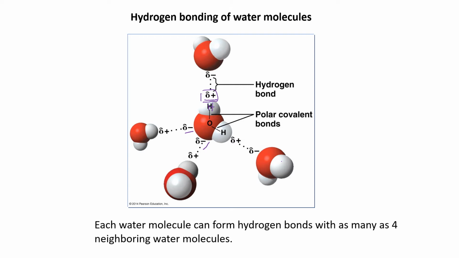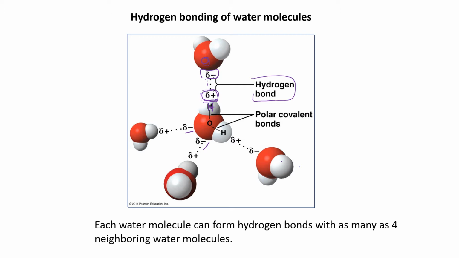Because of the presence of a partial positive charge at the hydrogen region of a water molecule, it will attract the oxygen region of another water molecule that has a partial negative charge. So this attraction between the partial positive of hydrogen of one water molecule and the partial negative charge of oxygen of another water molecule will form a hydrogen bond. The hydrogen bonds are drawn using dotted lines.